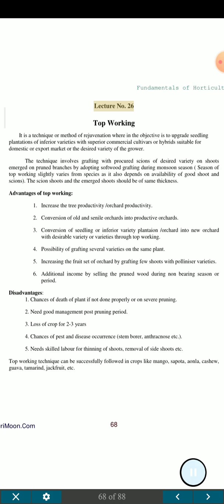Lecture No. 26. Top working. It is a technique or method of rejuvenation wherein the objective is to upgrade seedling plantations of inferior varieties with superior commercial cultivars or hybrids suitable for domestic or export market or the desired variety of the grower.